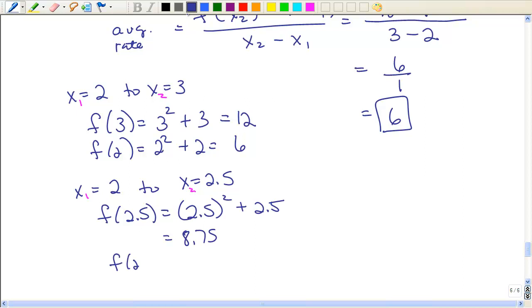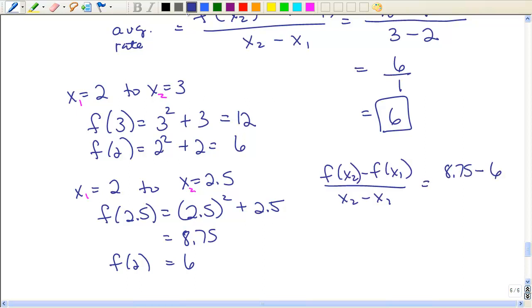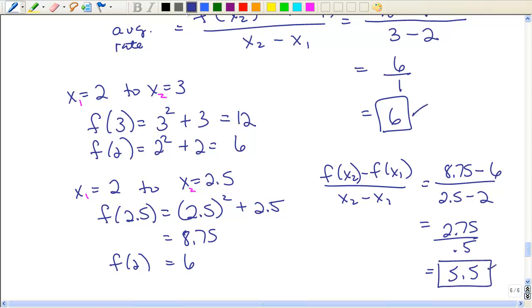So f of 2.5 is 8.75. F of 2 is still 6. So we have 8.75 minus 6 over 2.5 minus 2. And we get 5.5. So a little bit different than 6.